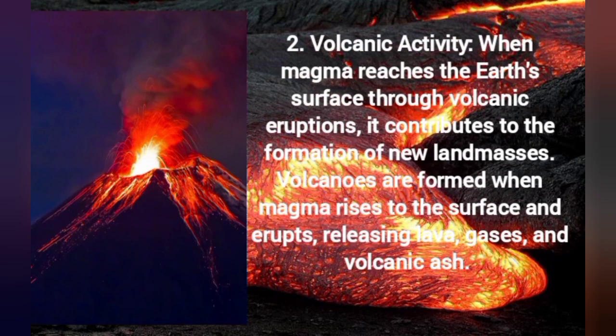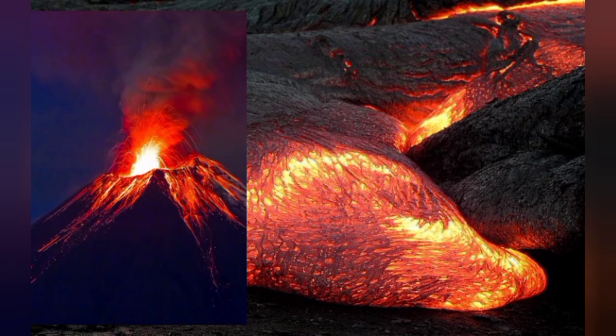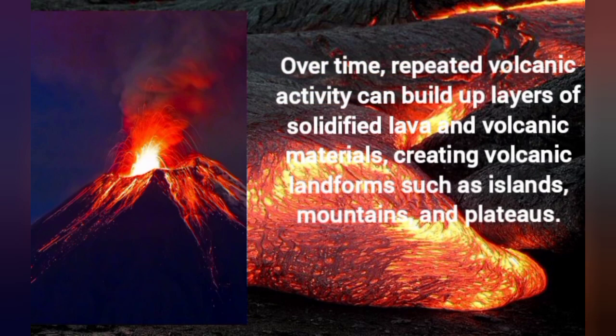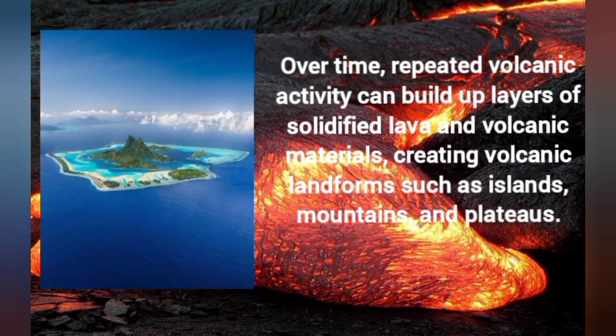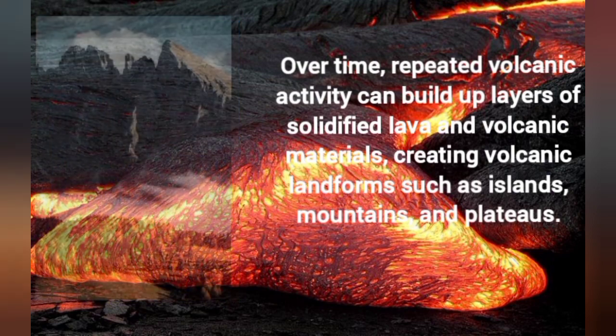Number 2. Volcanic activity. When magma reaches the Earth's surface through volcanic eruptions, it contributes to the formation of new land masses. Volcanoes are formed when magma rises to the surface and erupts, releasing lava, gases, and volcanic ash. Over time, repeated volcanic activity can build up layers of solidified lava and volcanic materials, creating volcanic landforms such as islands, mountains, and plateaus.